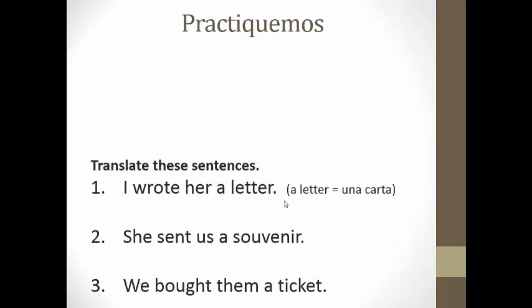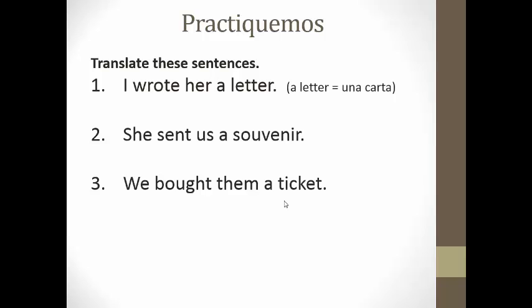Alright, let's practice writing on our own, and then we'll be done. Translate these sentences. I wrote her a letter. She sent us a souvenir, and we bought them a ticket. We will do number 1 together. I wrote her a letter. Notice, these sentences are in the preterite. So, to write is escribir. In the yo form, you're going to have escribí. And then what did I write? A letter. So put una carta. Escribí una carta. Who did I write this letter to?